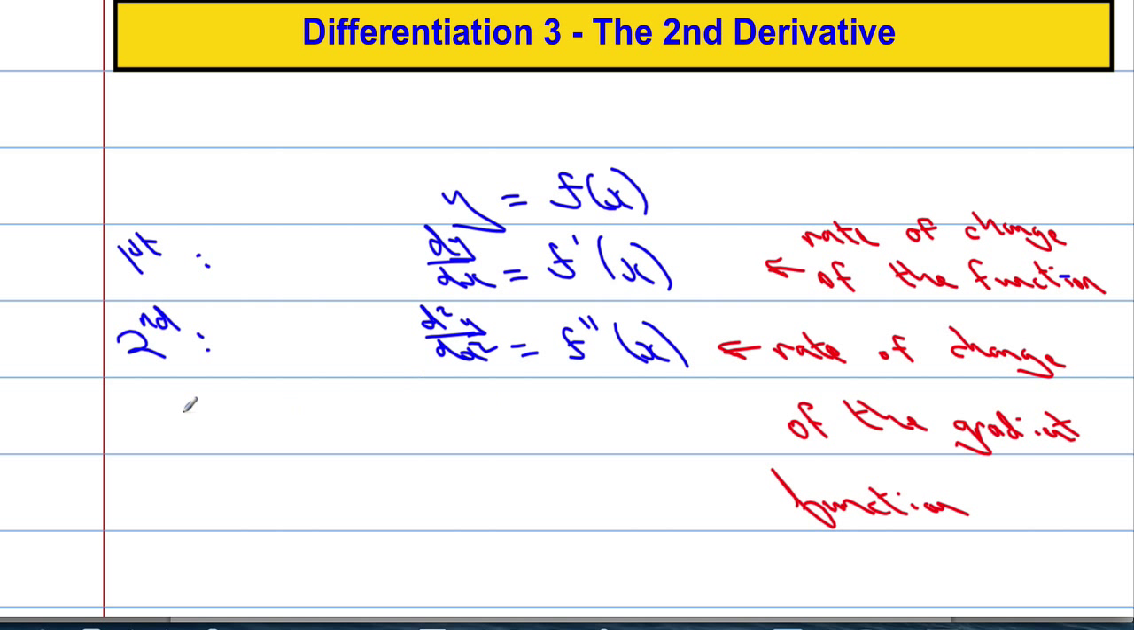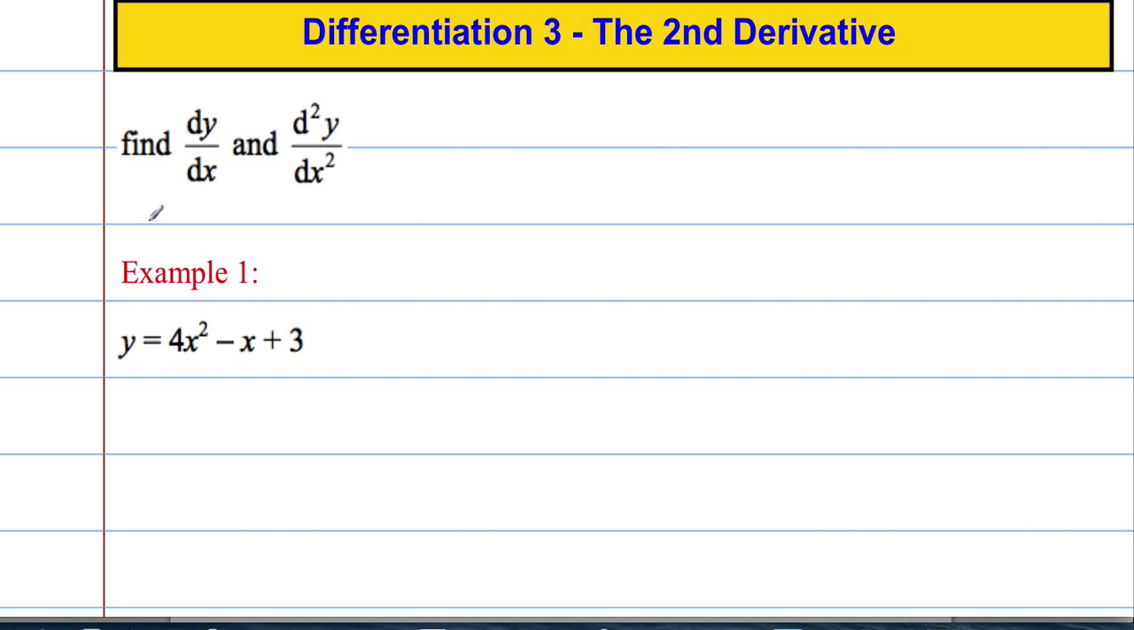And in theory, you could go on, you can get the third derivative and so on and so forth, and you can find many different types of derivative, but in mathematics we tend to use the first and second derivative more than anything. So let's take a look at how we might find the second derivative. I've got a function here, y equals 4x squared, subtract x plus 3. I'm asked to find dy by dx and d2y dx squared.